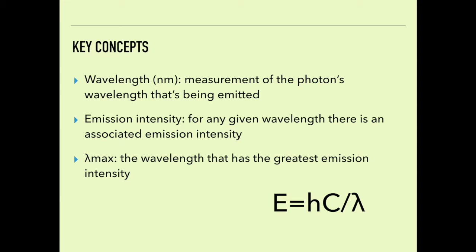Lambda max is the wavelength that has the greatest emission intensity. In other words, the lambda max represents the amount of energy of the photon that is being emitted with the greatest intensity. And the equation in the bottom right relates energy to wavelength. The relationship between the two is inversely proportional, meaning as one increases, the other decreases.